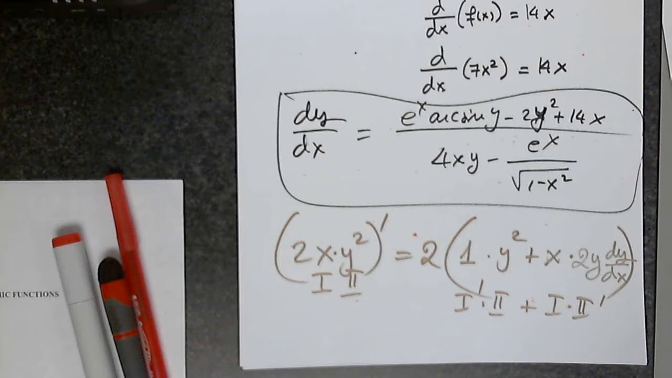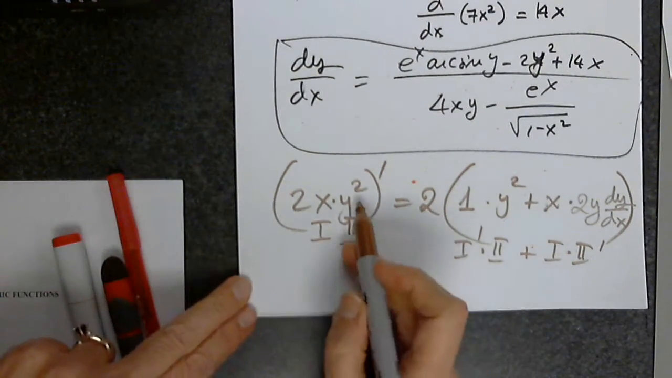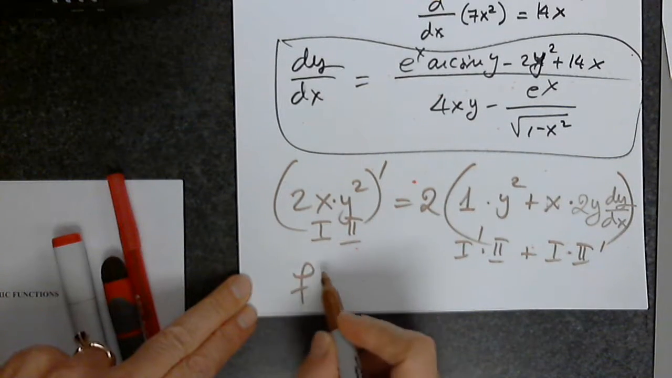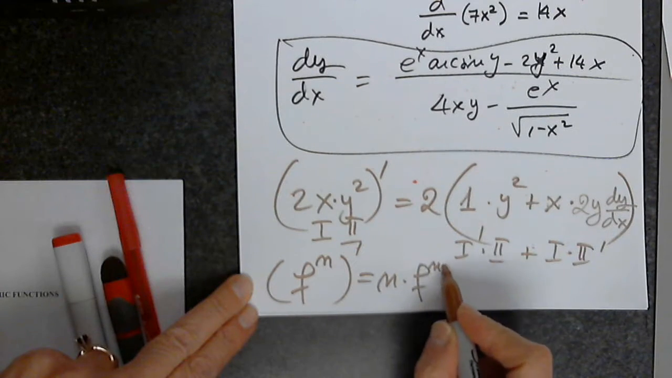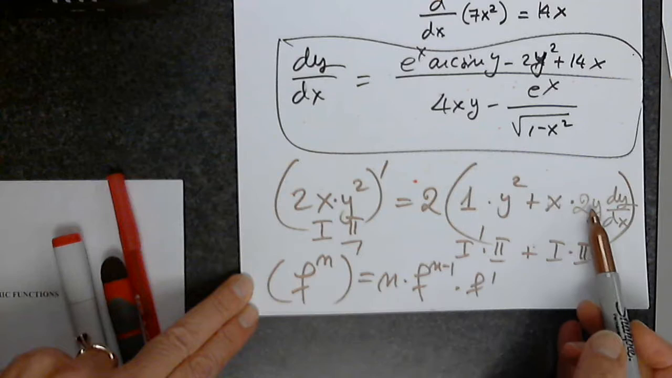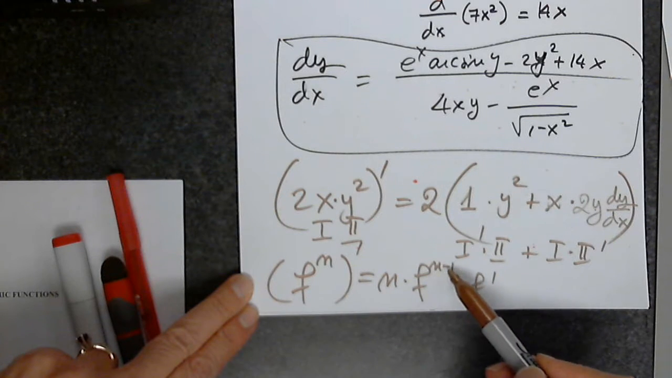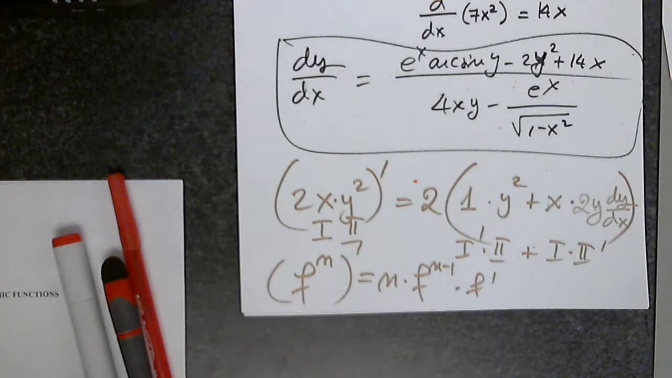It's the chain rule combined with the power rule. I bring down 2, subtract 1 from the power, times the inner function prime. So for y squared prime, I'm using a function to the nth power prime, which is n times f to the n minus 1 times f prime. N, f to n minus 1, 2 minus 1 is 1, times the inner function prime. Is that okay?